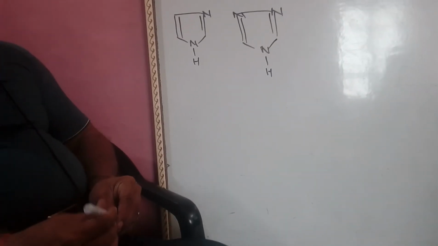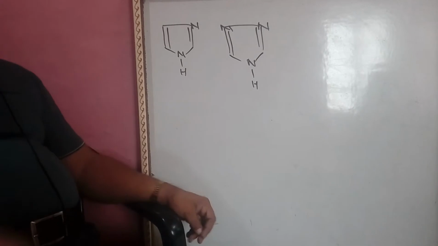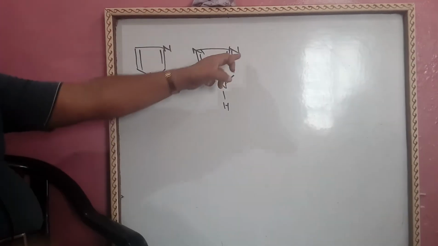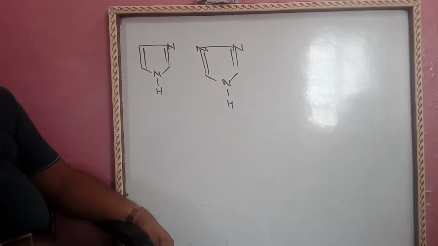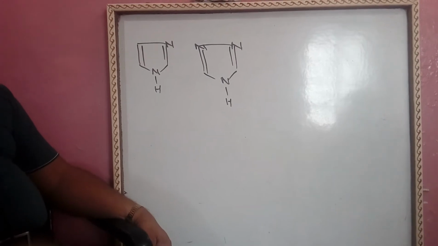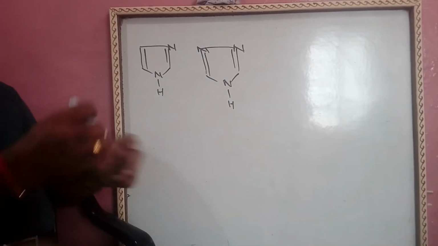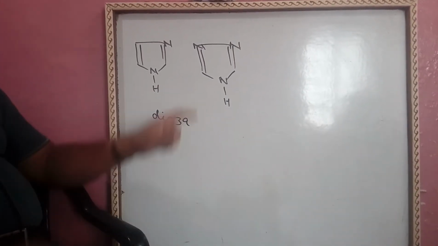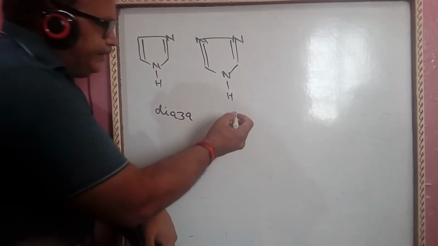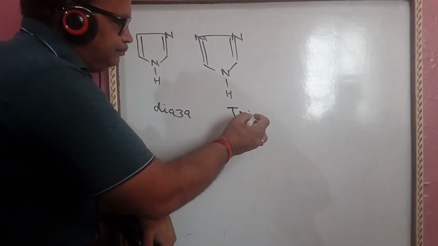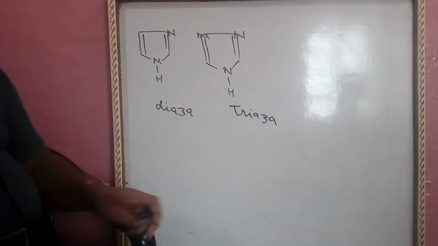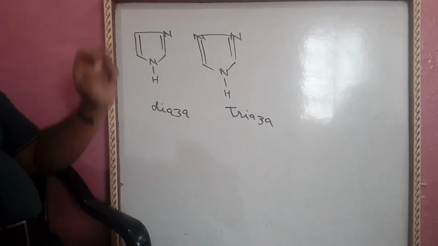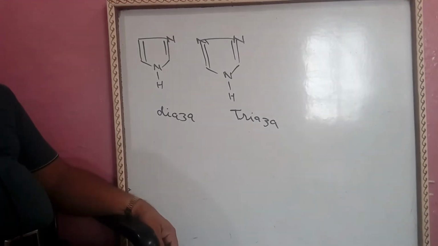So in these two examples, you can see more than one heteroatom, that is nitrogen, is present. In this compound 2 nitrogens are present, and in this compound 3 nitrogens are present. So the prefix for this compound will be diaza, and for this compound will be triaza. Now the position of these heteroatoms should also be mentioned.